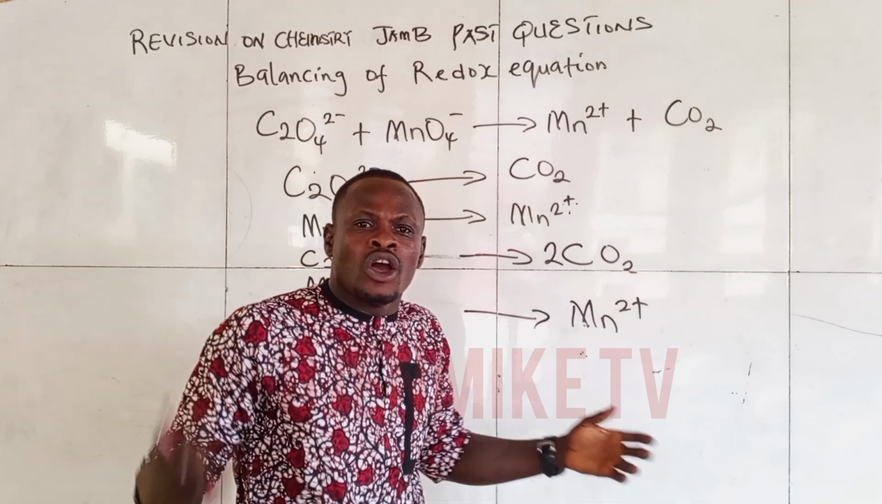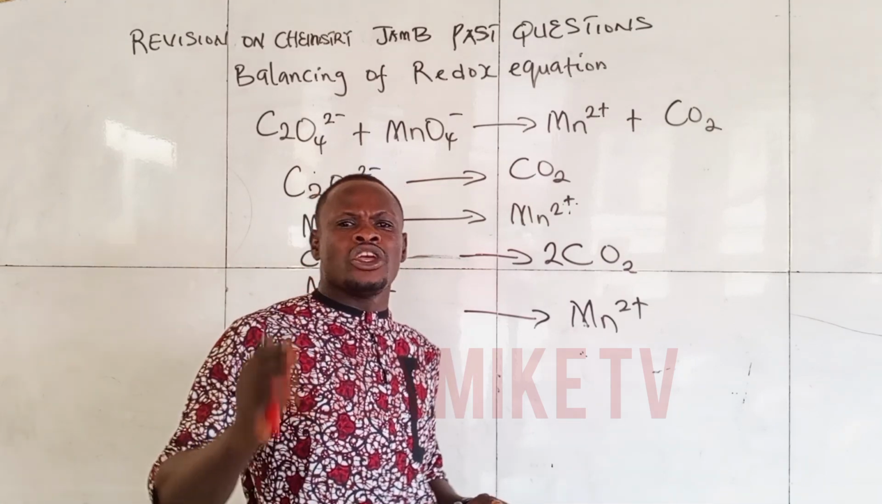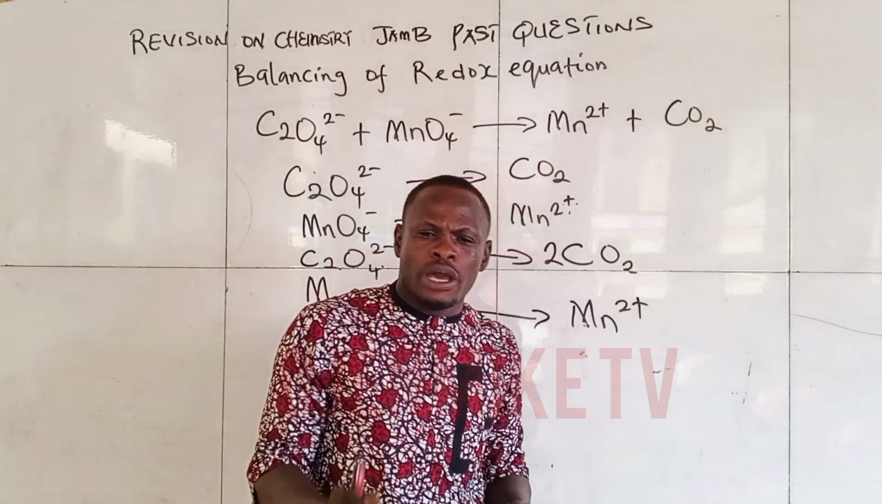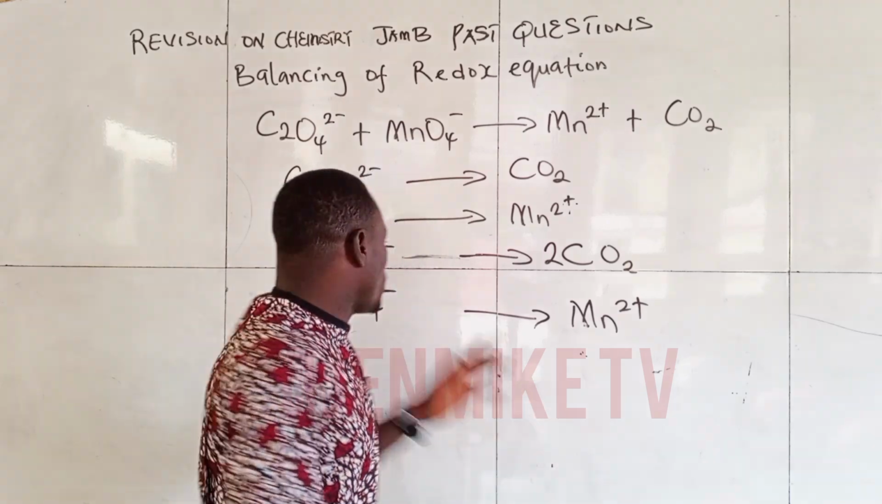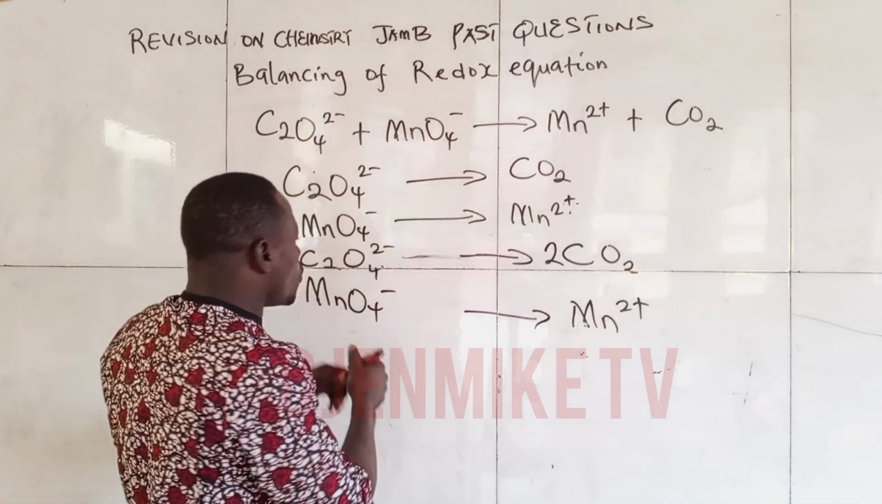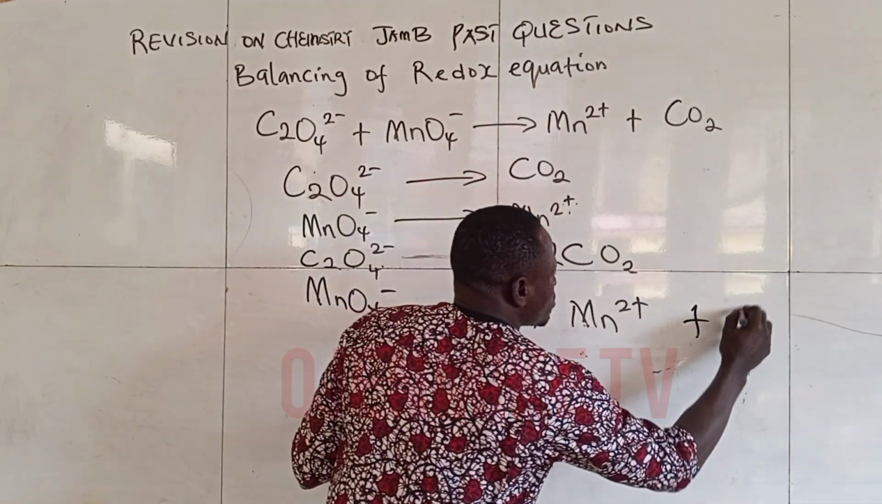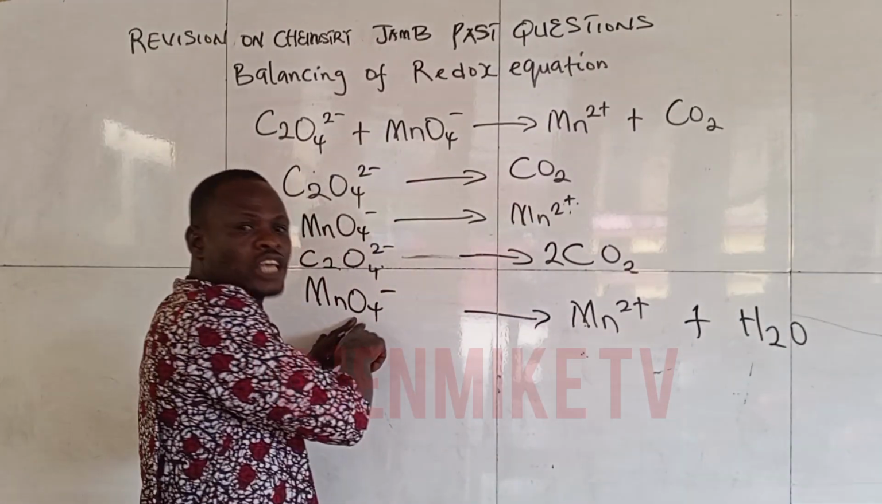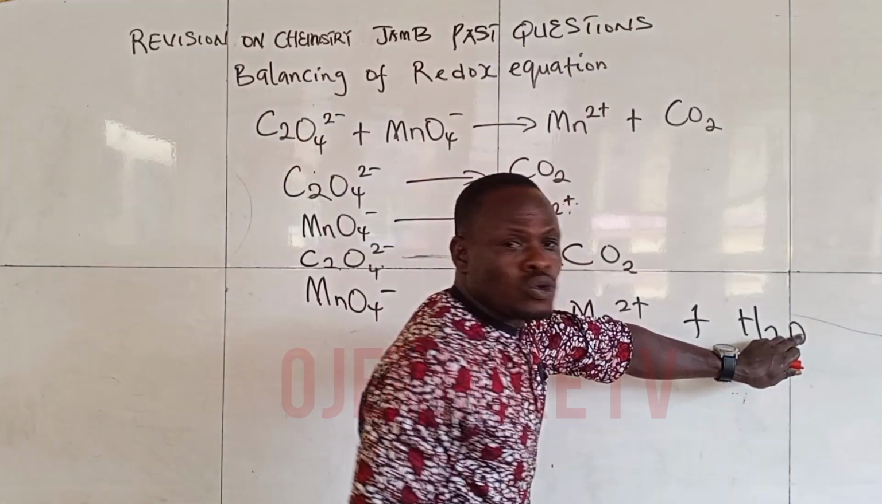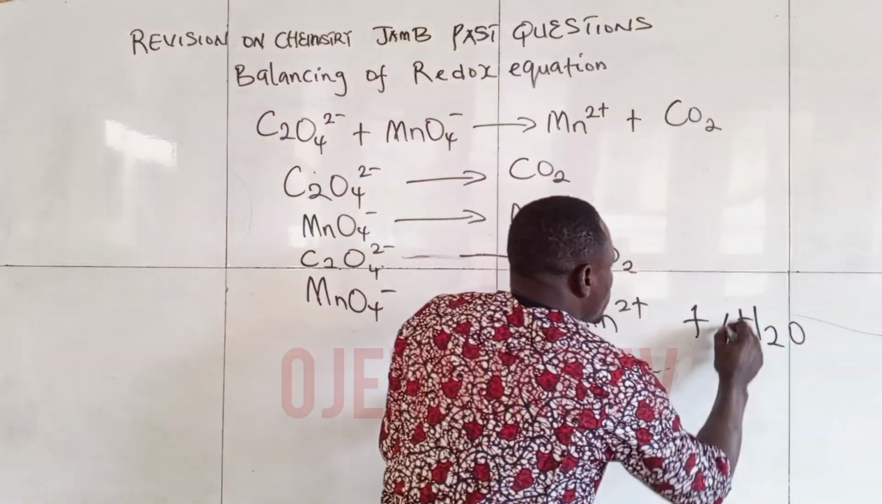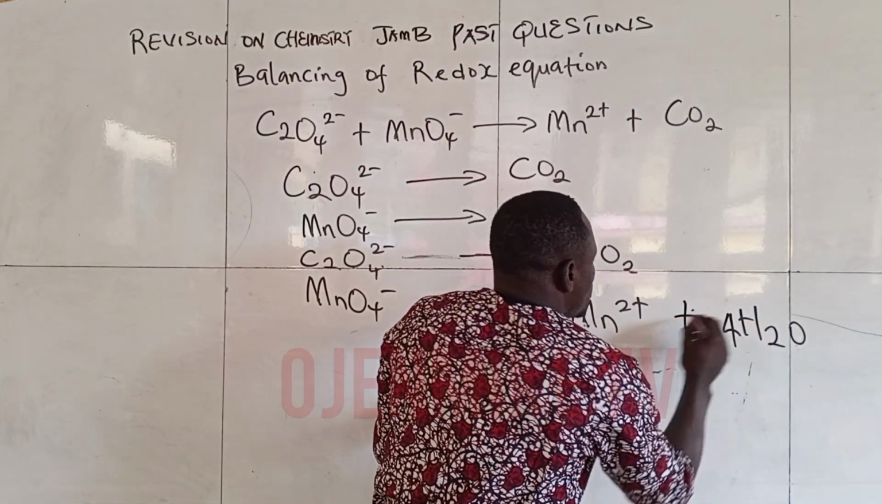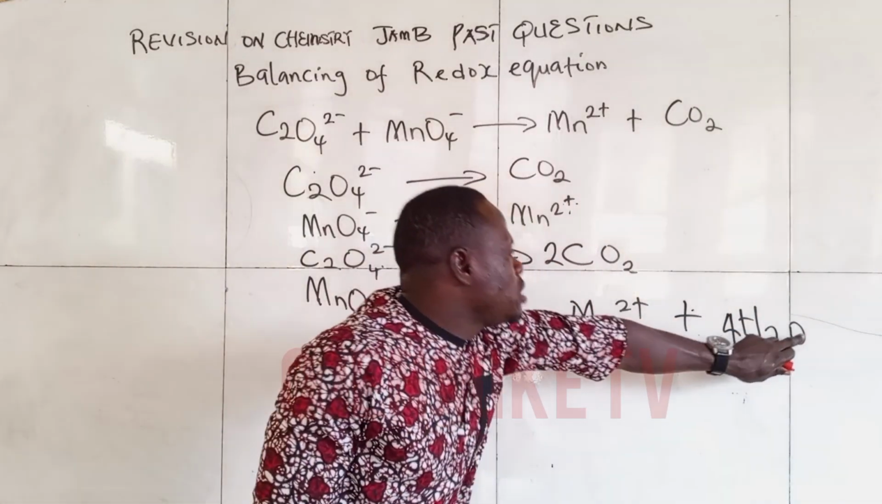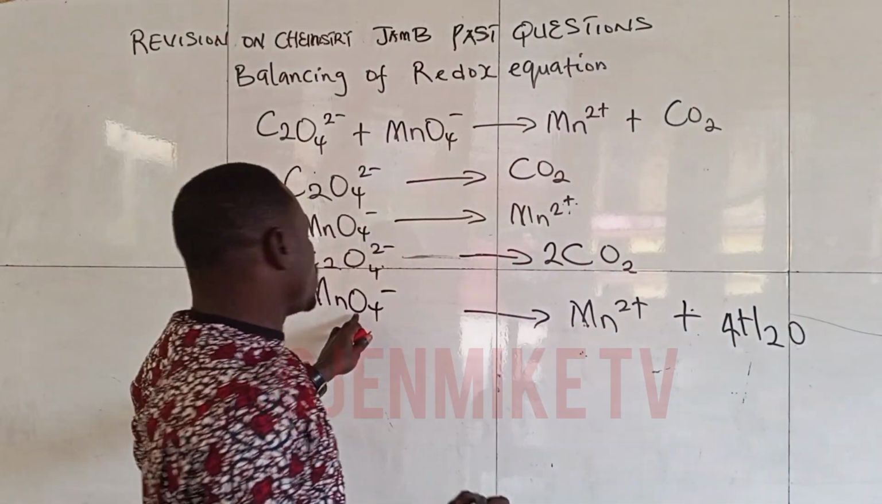So what we do is that when you are balancing a chemical equation in an acidic environment, you have to add water where you have oxygen. So we now add water, H2O. Now remember, oxygen here is 4 and oxygen here is 1, so we have to add 4. We add 4 H2O. It means that oxygen here is 4 and oxygen here is 4.